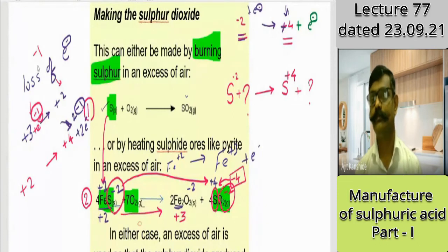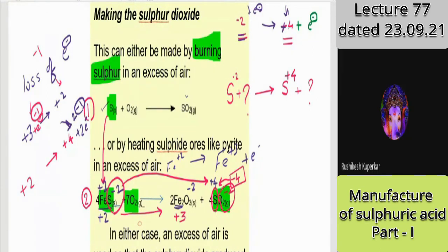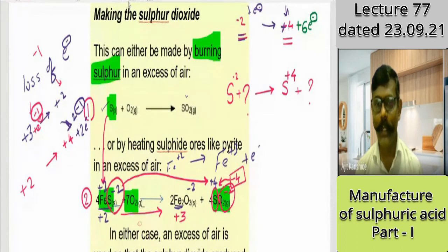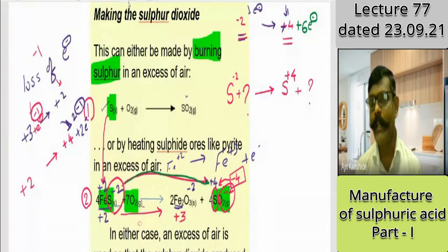Electron means negative charge. How many? 2. Suppose if I add 2 electrons here, plus 4 minus 2, what is the answer? Plus 2. But here it is not plus 2, here it is what? Minus 2. So what should be the number of electrons? 6. Exactly. It's a game of 6 electrons, so that S minus 2 you can convert to S plus 4.